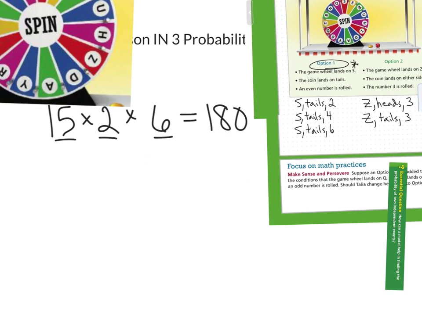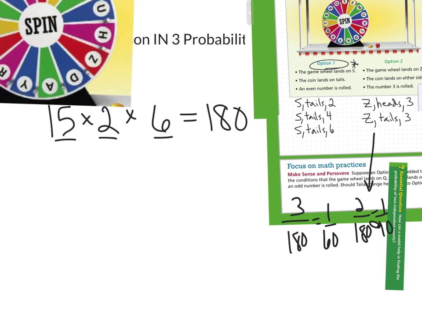So with option 1, there's a 3 out of 180 or a 1/60th chance of us winning. Option 2, there's a 2 out of 180 or a 1 out of 90 chance of winning. So not real great odds, but way better than the lottery.